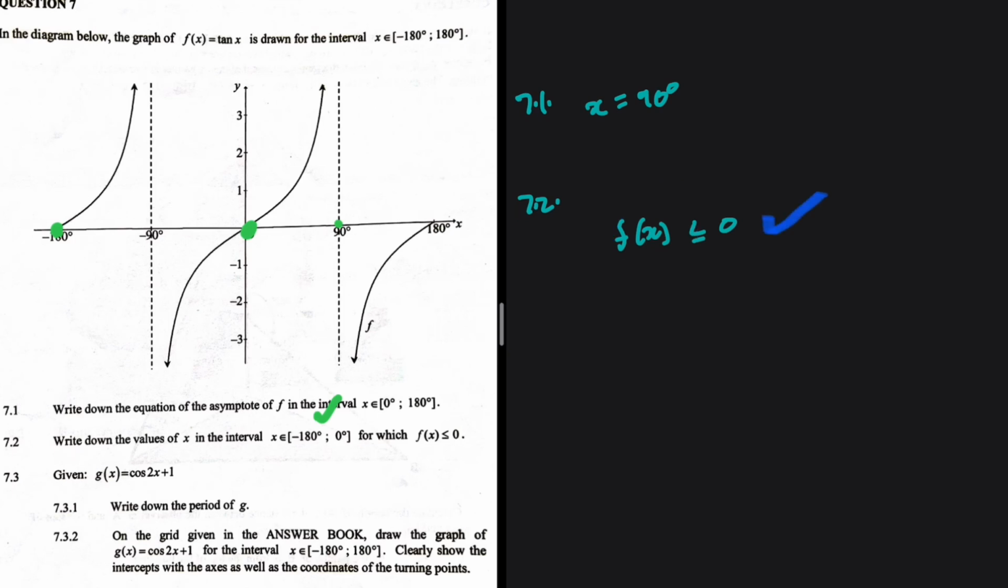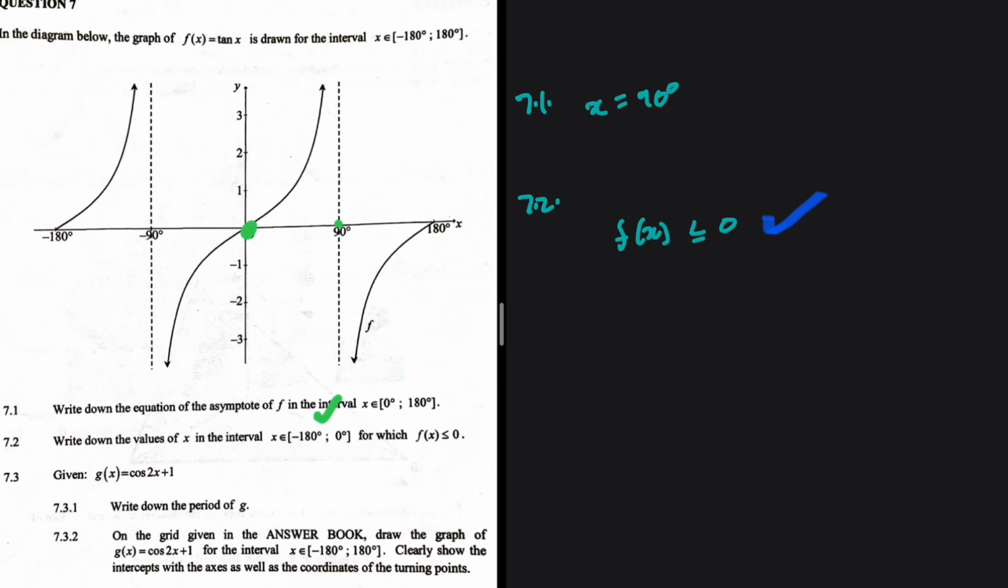So let's take a look. From minus 180 to minus 90 degrees, we can see that it is greater than 0. Well, at minus 180, is it defined at minus 180? That's another question we should ask ourselves. At minus 180, okay, it is defined. So we don't have an issue there. So minus 180 should be part of our solution.